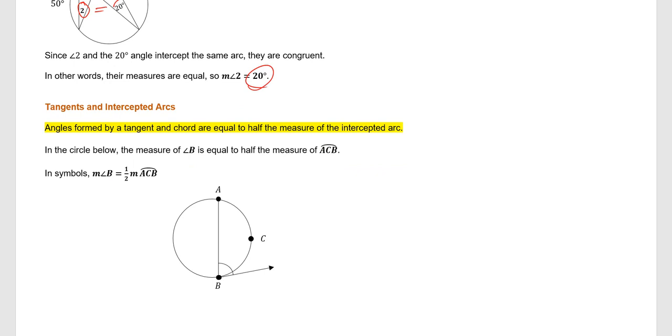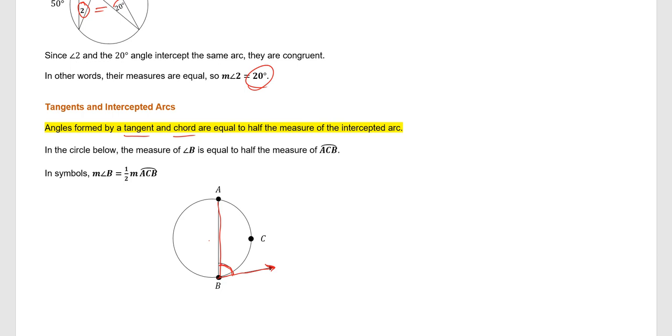Tangents and intercepted arcs. If we have an angle formed by a tangent and a chord, that angle will be equal to half the measure of the intercepted arc. So this is a tangent at B, and the chord AB, and they make up some angle. This is not the 90-degree angle. The 90-degree angle has to be with the center of the circle, which may be somewhere here. Then this would be 90 degrees.